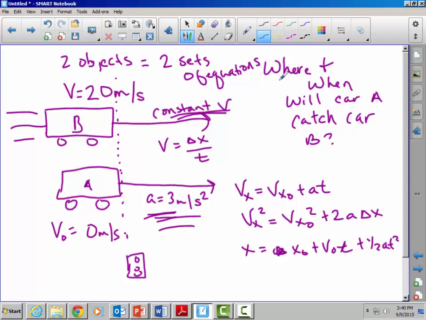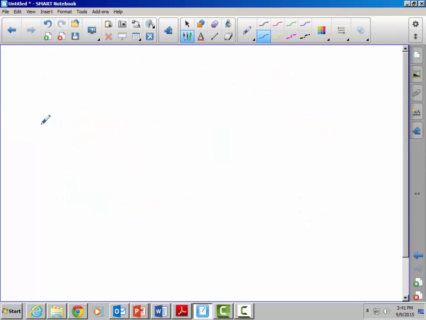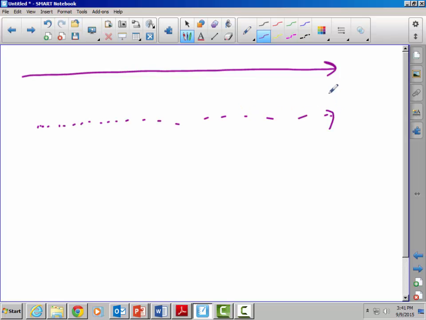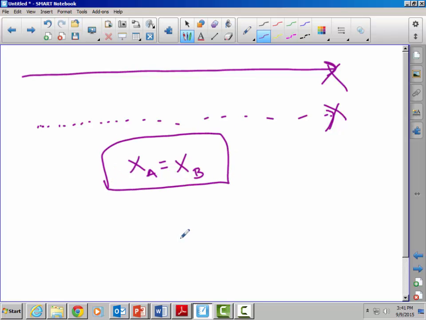So let's answer the first question of where. Where and when will car A catch car B? So let's say this is car B, it flew ahead, and here's car A, and it's kind of taking its time, it finally gets to here. When these two cars catch up to one another, their positions, car A and car B, will be exactly the same. So what I need to do is figure out a way to talk about car A's position, a way to talk about car B's position, and then I can set them equal to one another.